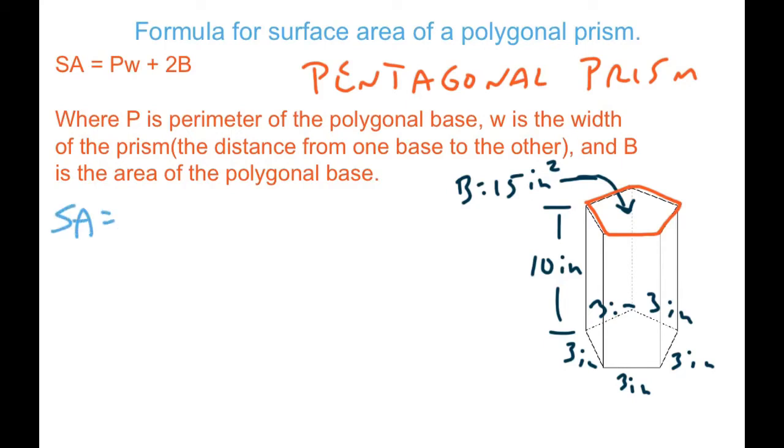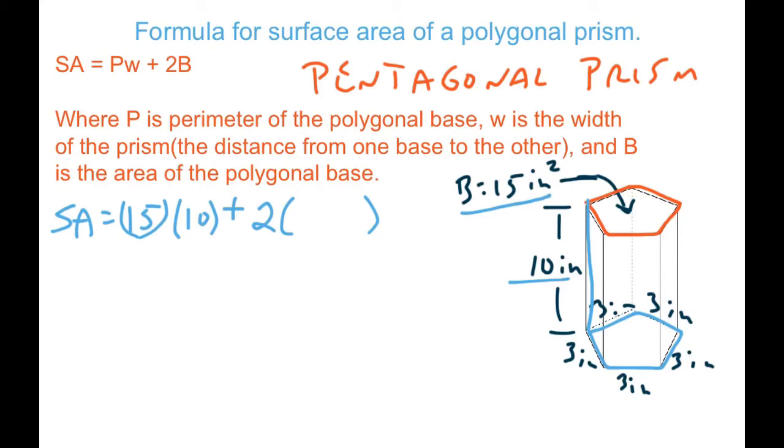Surface area equals, all right, the perimeter, the distance around this pentagon. Looks like it's a regular pentagon, meaning all the sides are the same, they're all 3. So 3 plus 3 plus 3 plus 3 plus 3, I get 15. The width, the distance from one base to the other, is 10. Plus 2 times the area of the base. Now, we don't really use a formula for area of a pentagon or a hexagon or an octagon, so you would be given this, and it says right here, capital B, area of the base, equals 15 inches squared. So I'm just going to use that number 15.